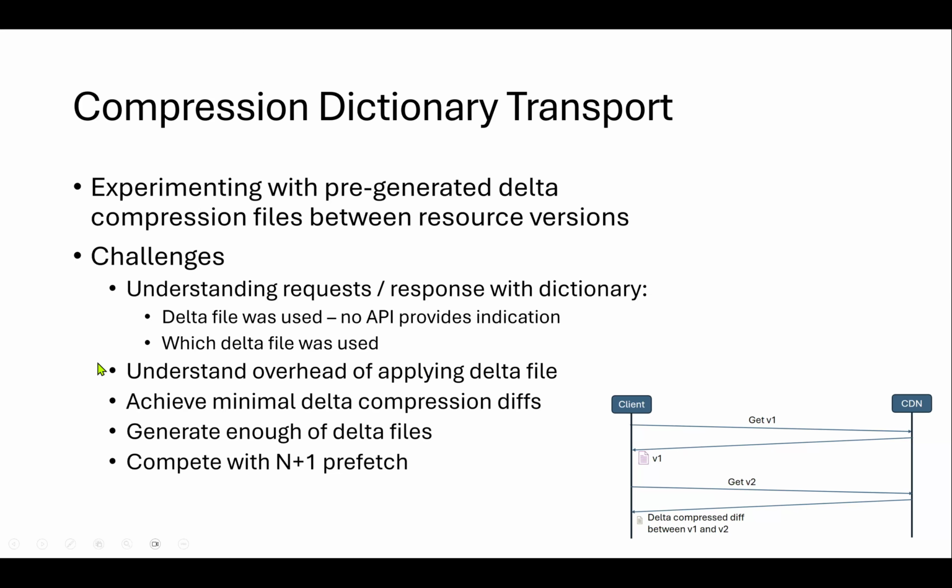Another thing that feels missing, and it'd be good to learn more about that. Once the delta file arrives, there could be some time and overhead to apply the diff file in order to get the full file from it. There is no way to measure it using any existing API. Another challenge is to achieve minimal delta compressions and generate a lot of files. And there are some other race conditions that we have to deal with.